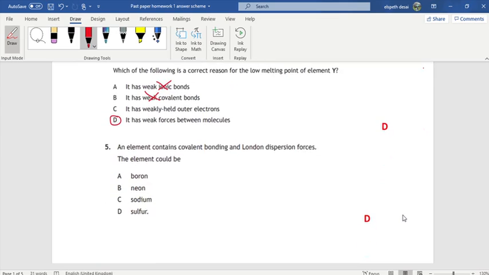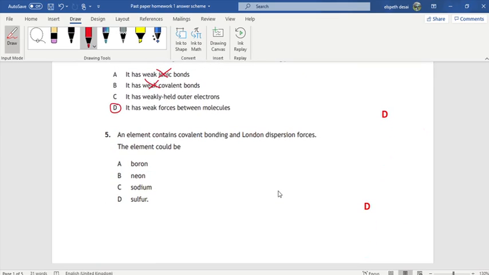Okay, and then finally, question 5. This is again testing your knowledge of bonding and structure in the first 20 elements. You must know the bonding and structure in the first 20 elements. So if I said, what's the bonding and structure in silicon, you could tell me straight away, covalent network. So we're looking for an element that contains covalent bonding and London dispersion forces. And the question asks which element could that be, so it's got to have both.